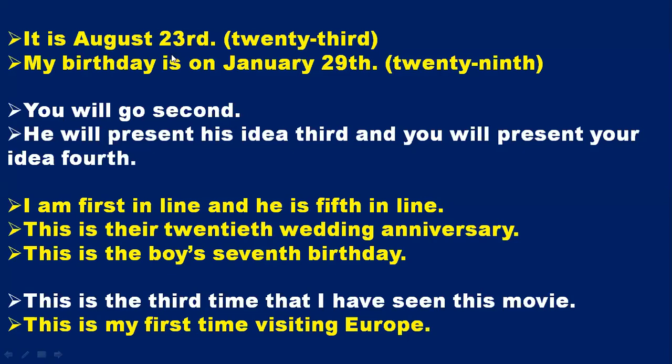It is August 23rd. "rd" we are using here. We are not using only 23. If you use "it is August 23," that is your numeral, that is your cardinal number. But now we are using here "August 23rd," and this is the right way to use it. So 23rd, this "rd" word we are using, is our ordinal number, right?